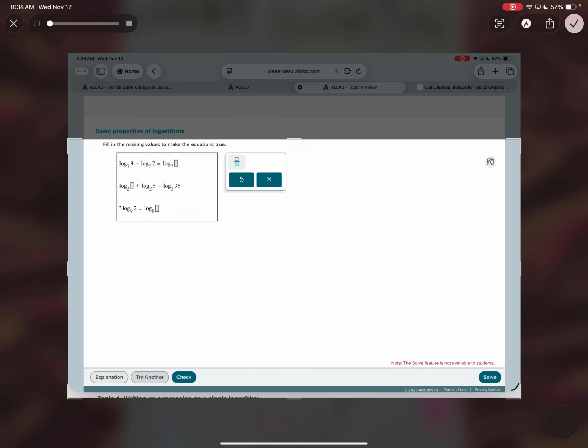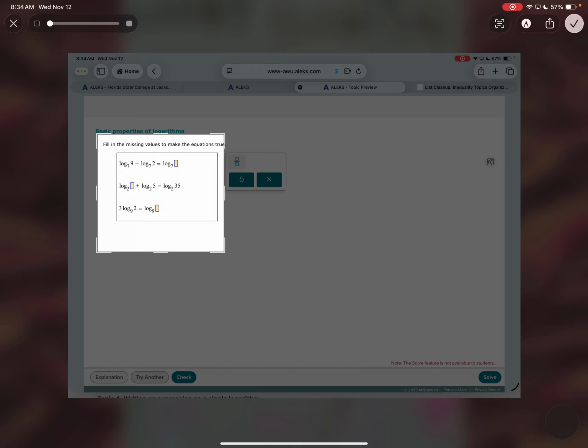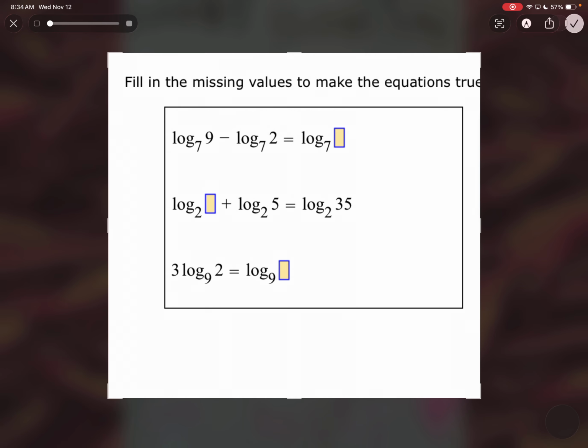I think instead of writing all that out, I'll just write it on here, because this section should be super easy. It's just breaking them down. On the first one, you see subtraction. This is just learning the properties. You see subtraction, and they all have the same base, so that means I can combine them as one. This is a subtraction, so you think divide. So my answer is 9/2. I can combine them as one as a division problem.